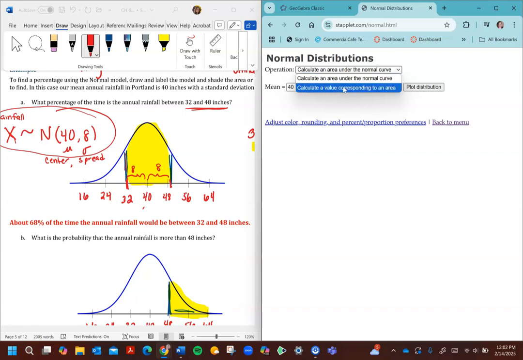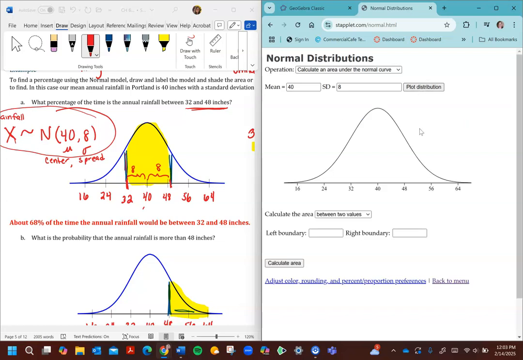because there is a different option that you're calculating the value to the corresponding area, which we'll look at later on how to do that. So this one, we're just looking at the area under the curve, which is the same as probability, which is the same as your percentage. So once we do that and we set our mean and our standard deviation, we're going to click plot distribution. That pulls up our graph.